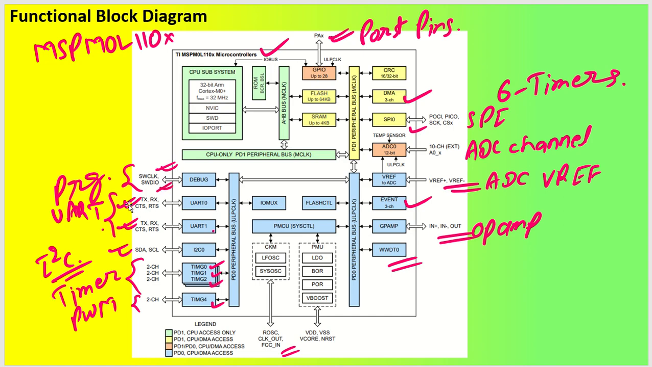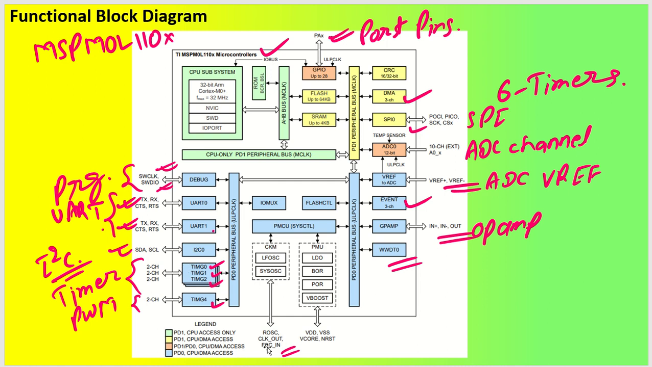Then we have TX, RX, that is my UART. So we have two UARTs, UART 0 and UART 1. Then we have I2C, so one I2C interface is there. Then we have timers and PWM. You can see all these timers have the capability of PWM as well. So total 2, 4, 6 and 8. So a total of 8 PWMs you can generate from this particular microcontroller.